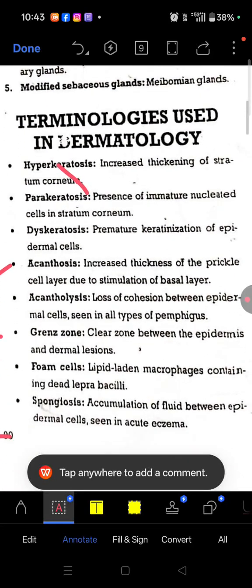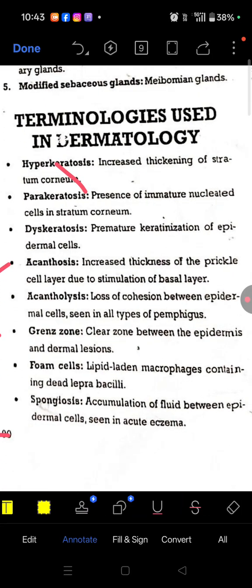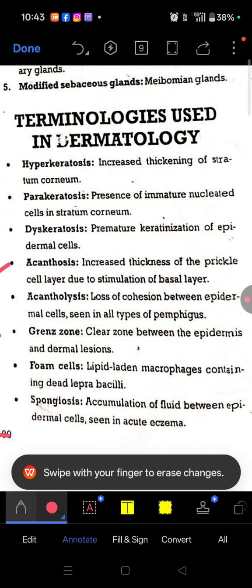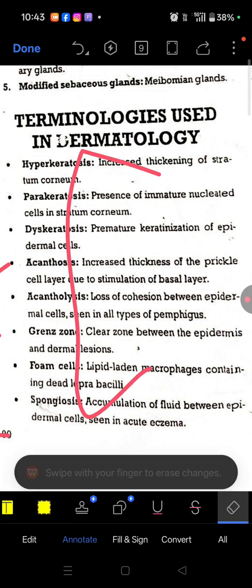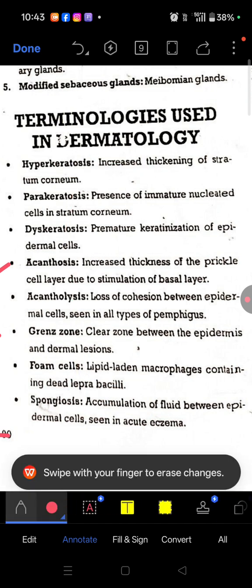Next, terminology used in dermatology. So one question is framed from this particular section. So hyperkeratosis. Hyperkeratosis is what?